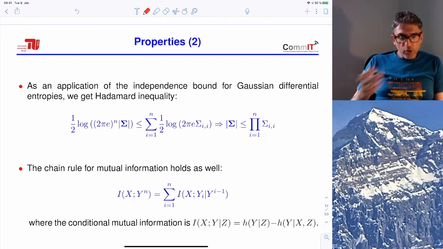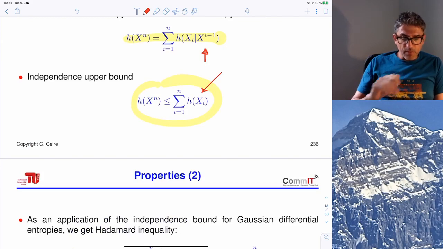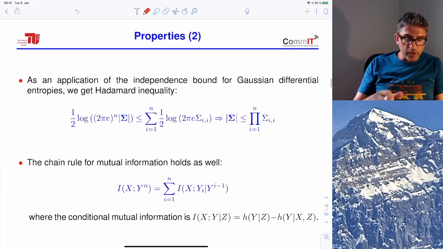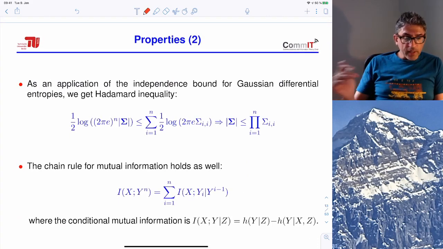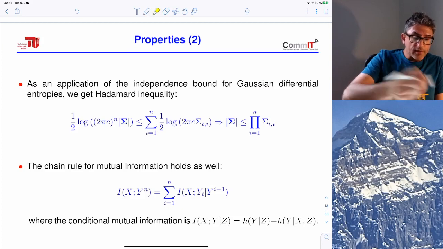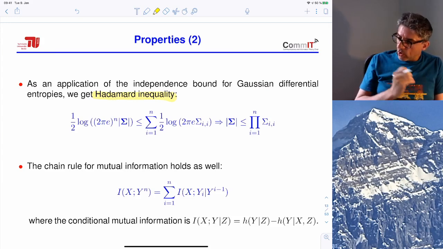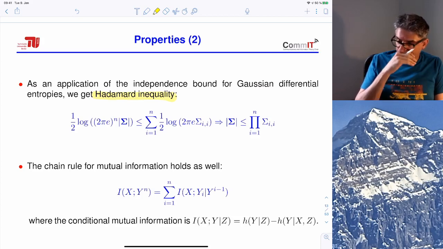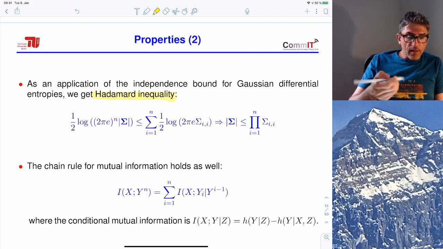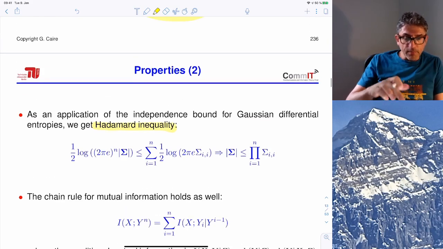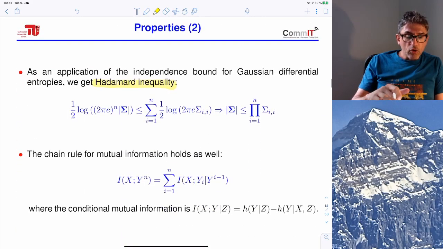In passing, using this independence bound applied to Gaussian random variables, we can prove, using information theoretic tools, an inequality for matrices, known in other ways from matrix theory, which is called the Hadamard inequality. It says that the determinant of a positive definite symmetric matrix is always less or equal than the product of its diagonal elements. So how do we see this? Well, we apply this independence bound to the Gaussian differential entropy.